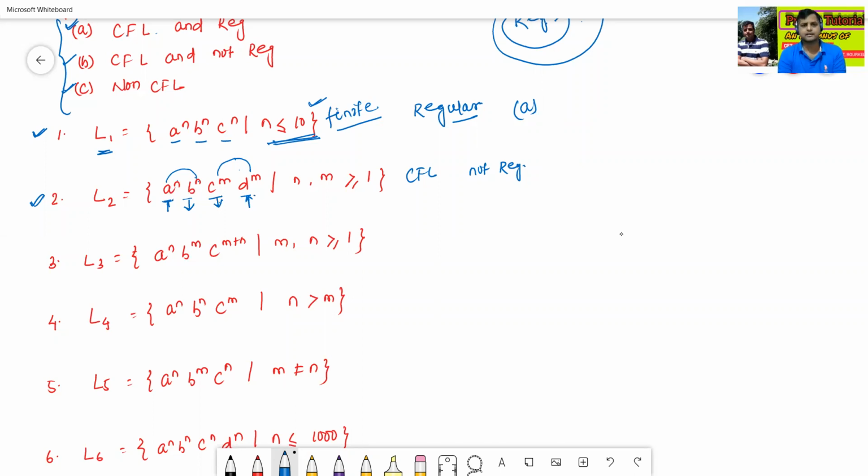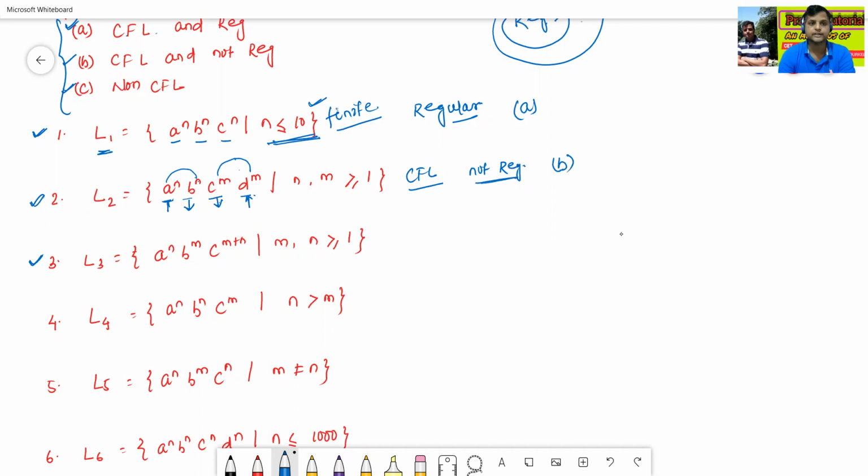It is just like we can push and pop. We can solve this question using push and pop operations, meaning a push-down automata. So this language is a context-free language, but it is not regular. So it is option B.